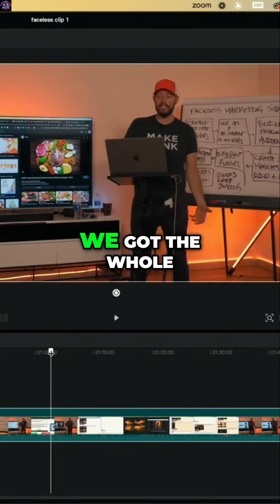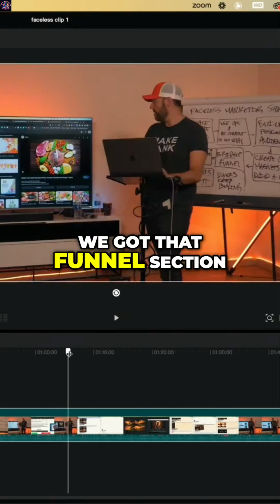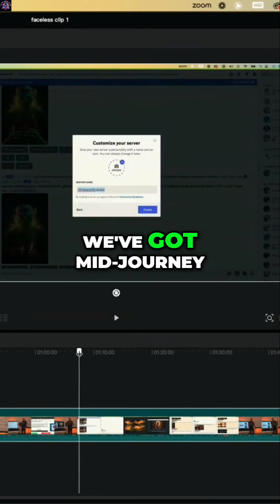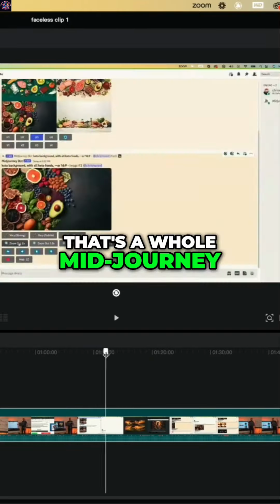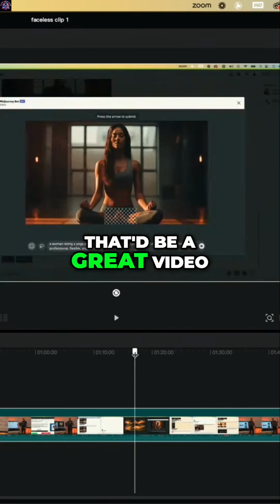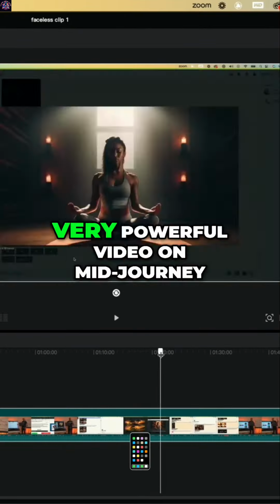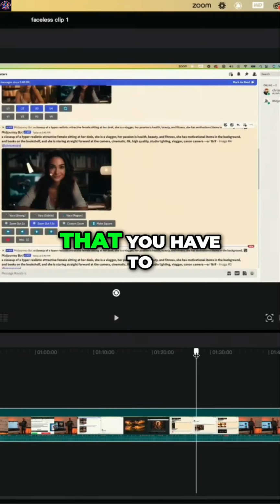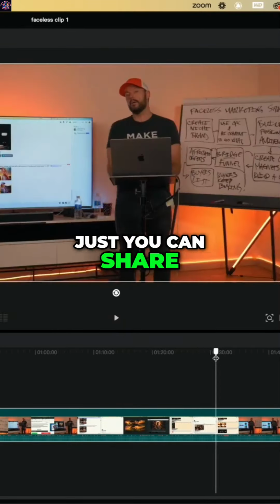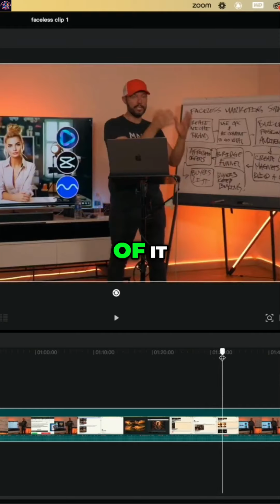So look, we got the whole funnel thing. We got that funnel section. After that, we've got Midjourney. We're creating graphics in Midjourney. That's a whole Midjourney tutorial right there. That's another one. That'd be a great video. Look at that. Very powerful video on Midjourney. Really good. And it's not even that you have to share the whole thing. You can share part of it and get people to pay for the whole rest of it, right?